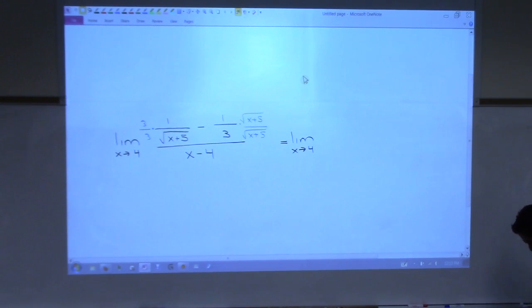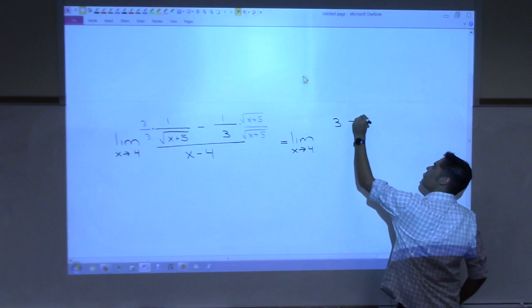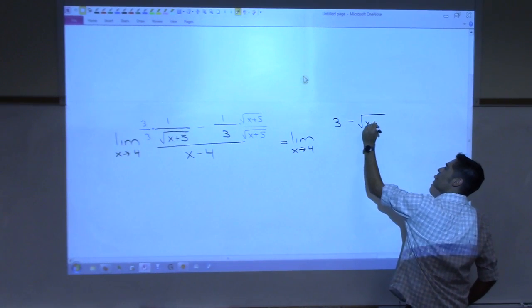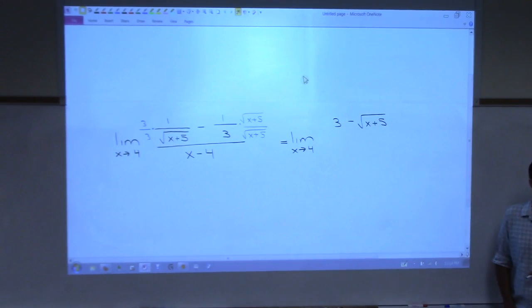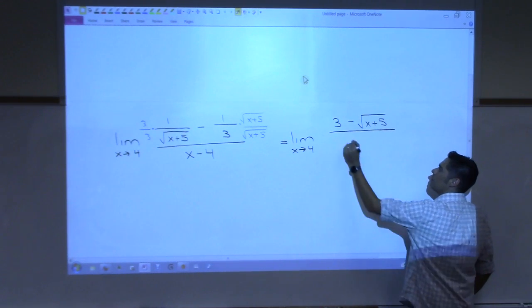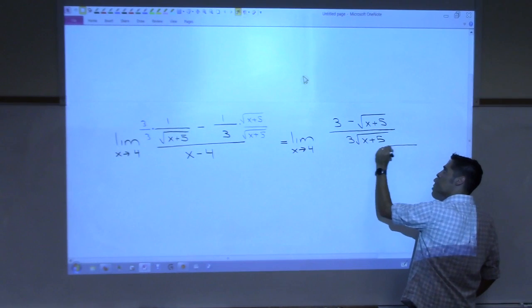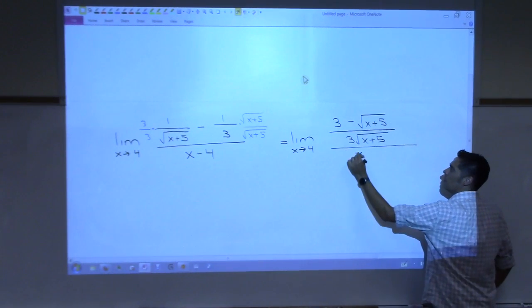Can anyone tell me what the new numerator is going to be? 3 minus root x plus 5? Yep. That's your new numerator. What's below that? 3 times root x plus 5. And then the big division bar, what's under that? X minus 4.